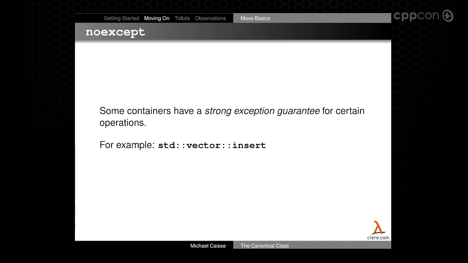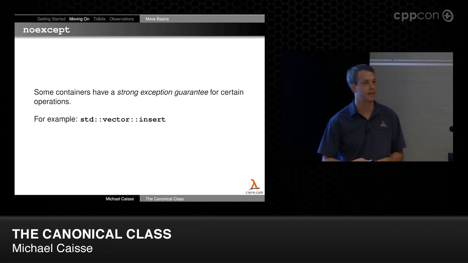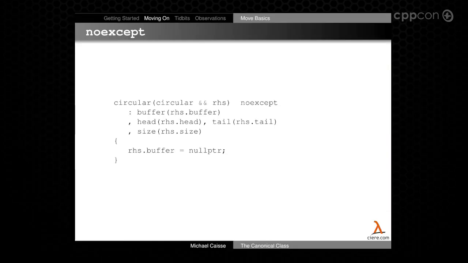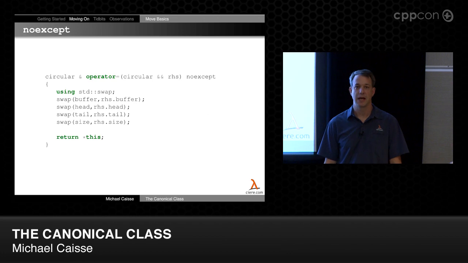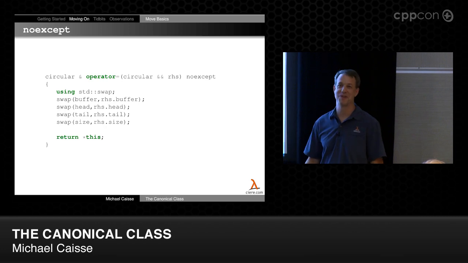Let's talk about noexcept real fast. So some containers have a strong exception guarantee for certain operations. And if you can stick within that, you get an optimized version of that. Here's an example, std vector insert. So what does that mean? It means this. It means that you're going to write noexcept because you're going to be telling the compiler that this is not going to throw an exception. And you're going to think about it really hard. Because if you write noexcept there and you throw an exception, you'll probably be pretty sad.